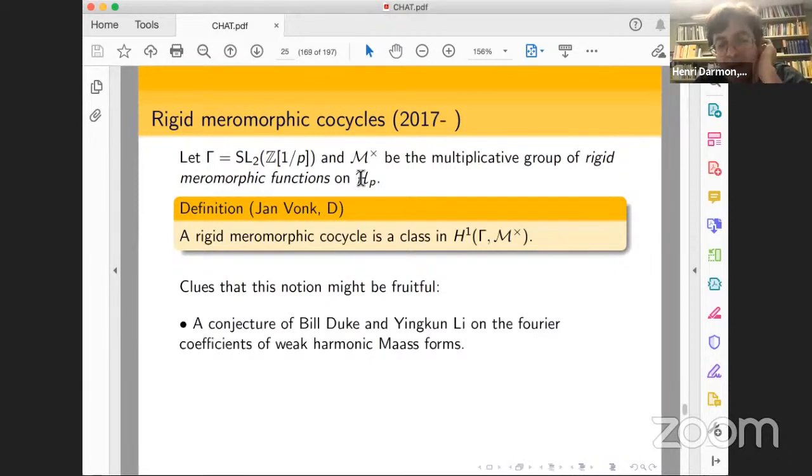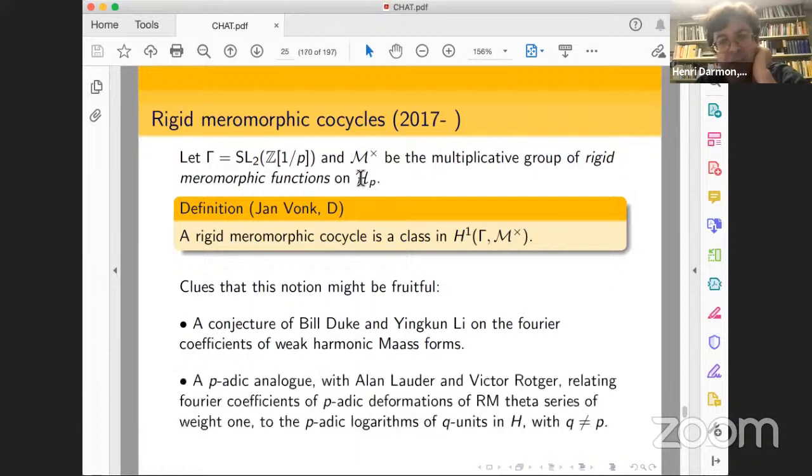And from the outset, we had some clues that this notion might be fruitful. Maybe the most important one was a conjecture by Bill Duke and Yingkang Li, which was very inspiring for me at the time, which says that the Fourier coefficients of certain weak harmonic Maass forms are logarithms of interesting algebraic numbers. And it was immediately apparent that one could formulate a p-adic analog of this conjecture, which related the Fourier coefficients of certain p-adic deformations of a so-called RM theta series to p-adic logarithms of q-units in the Hilbert class fields, with q not equal to p.